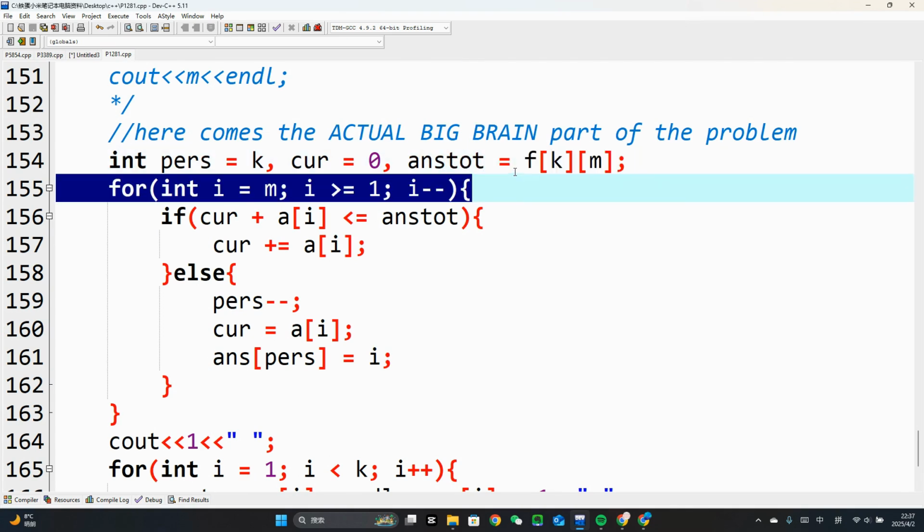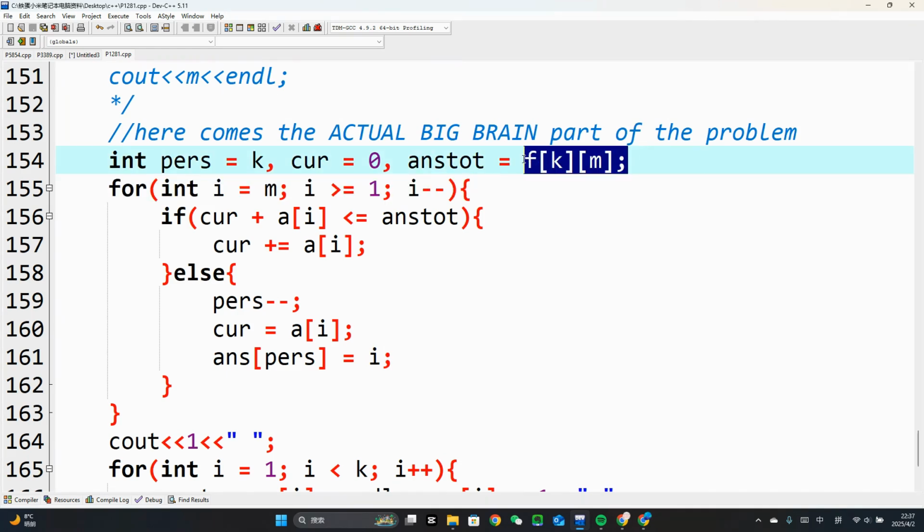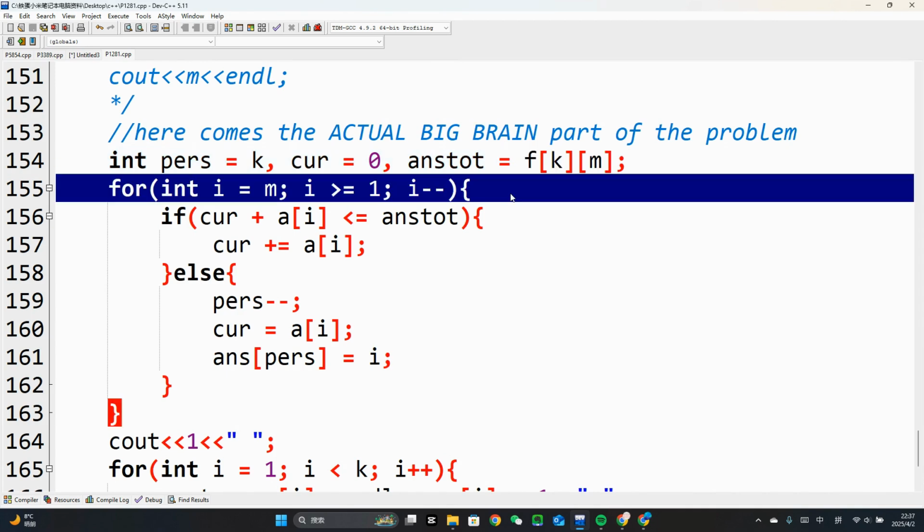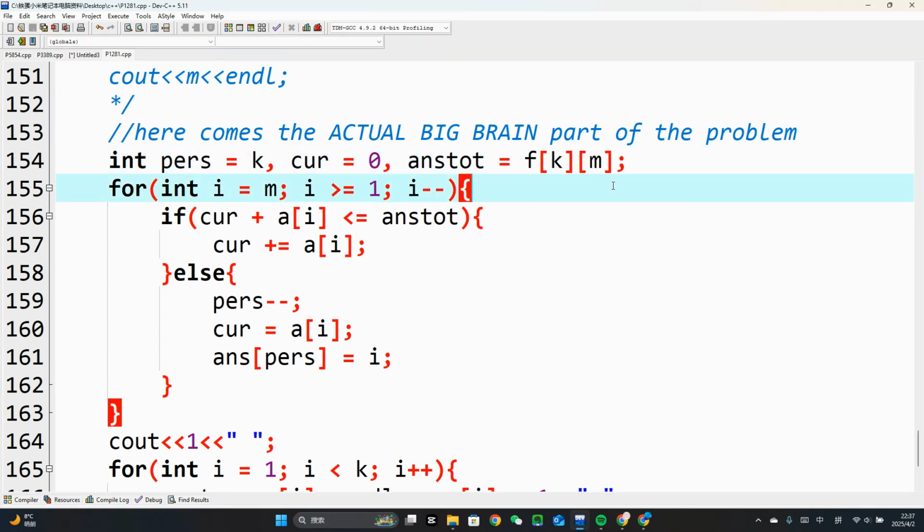Since we're trying to have the later people copy as many as we can, basically what I'm doing here is, since we already know the answer, which is just going to be FKM, we already know the answer of the time. We just need to make the later people copy as many books as they can, as long as they don't go over the answer, right? But how do we know that it'll always work? Like, what if the later people don't copy enough?